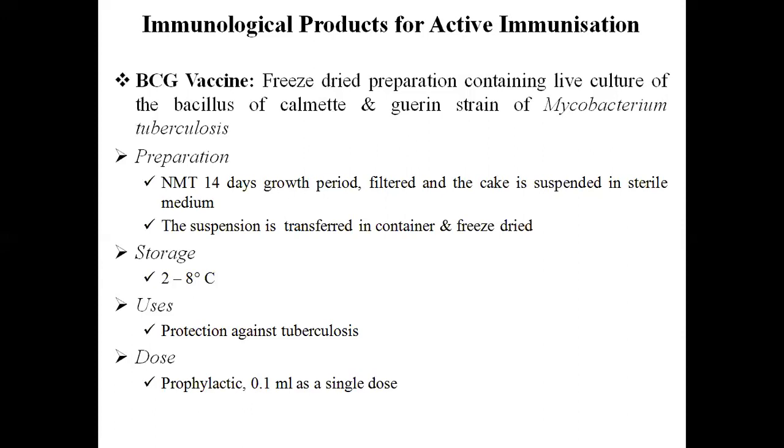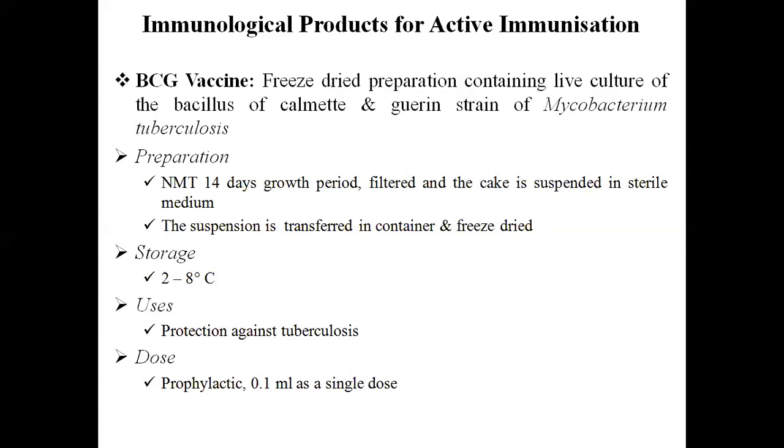BCG vaccines are generally freeze-dried preparations which contain a live culture of the bacillus of Calmette and Guerin strain of Mycobacterium tuberculosis. It is in the form of a white pellet which is reconstituted, and after reconstitution it gives an opalescent suspension. We'll discuss the preparation method.